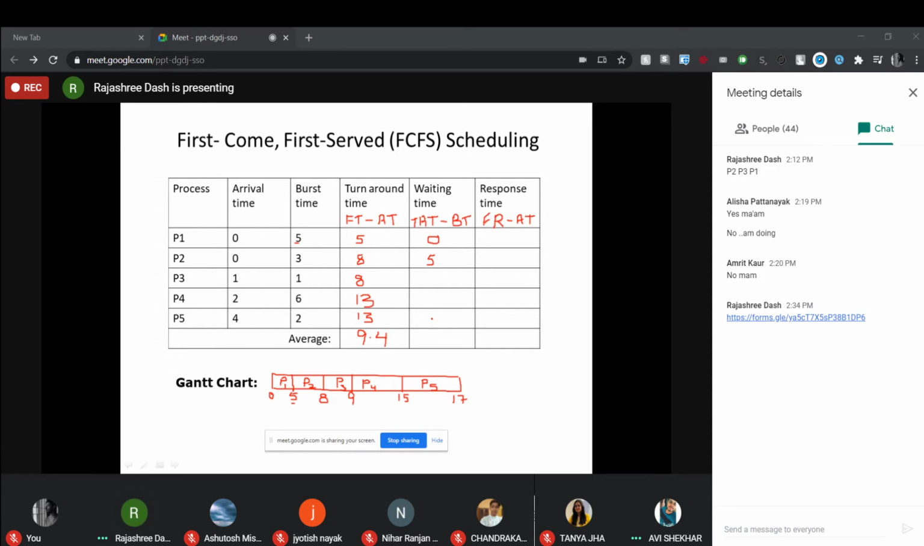For P3, 7. 8 minus 1, 7. For P4, 7. 13 minus 6, that is also 7. For P5, 11. 13 minus 2, that is 11. Now quickly find out the average waiting time and tell me.